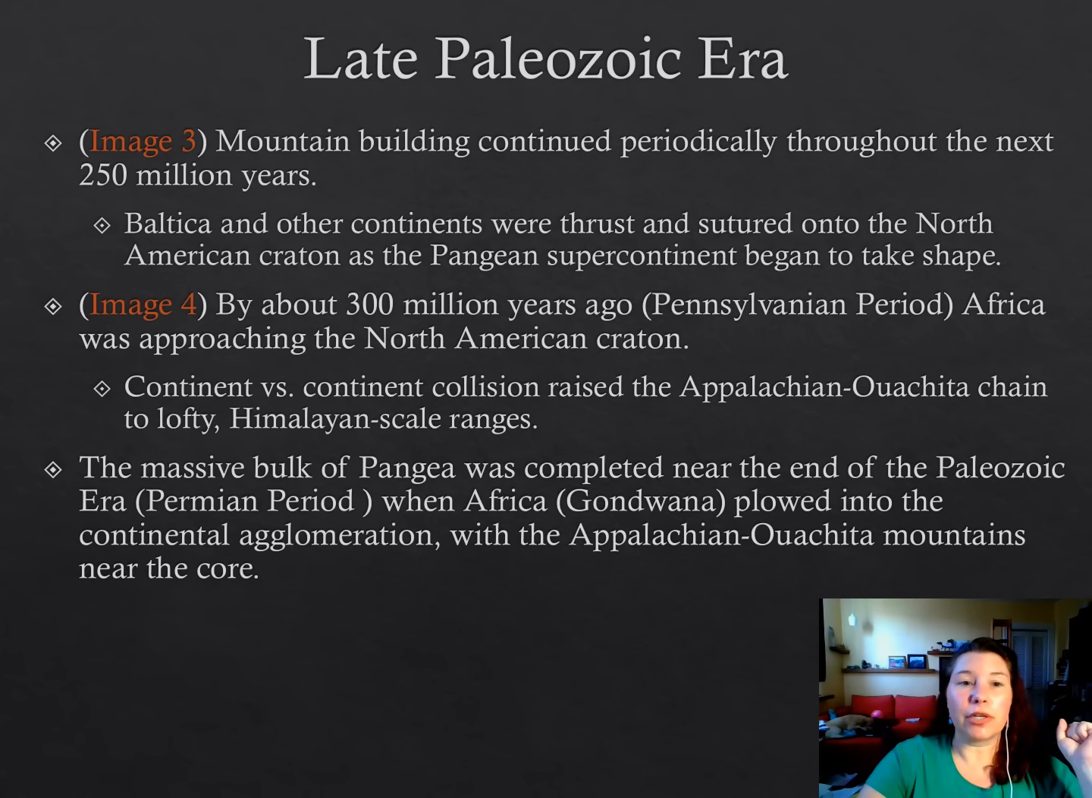So by about 300 million years ago, finally the southern continents, called Gondwana, of which Africa is here, are getting into the North American craton. They're going to collide, this time not in a subduction zone, but in a continental collision, kind of like the Himalayas today. So this is going to create our most recent supercontinent called Pangea.